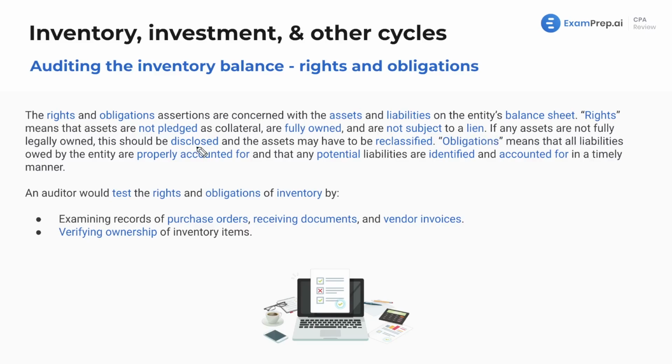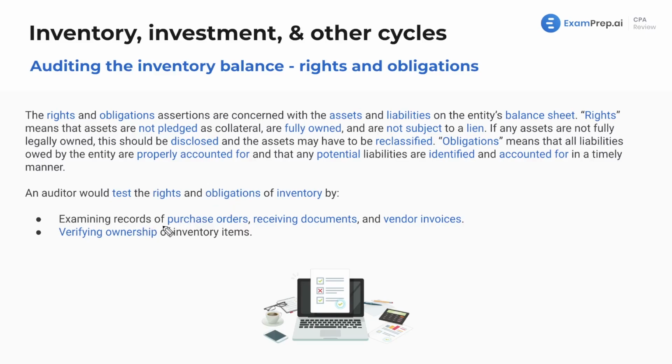If any assets are not fully legally owned, this should be disclosed and the assets may have to be reclassified. Obligations means that all liabilities owed by the entity are properly accounted for and that any potential liabilities are identified and accounted for in a timely manner. Are we accidentally or purposefully not including a credit card balance we owe or any AP? Making sure that those are all stated.